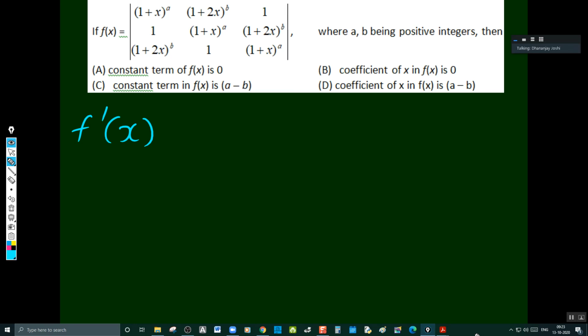A polynomial ends up with a constant, and if you find the derivative, that constant becomes 0, and before the constant you'll have the x term. If you find the derivative of the determinant, you get that x term's coefficient. For example, if you have 3x, what is the derivative of 3x? 3. If you have a1x, what is the derivative of a1x? A1. That's it. So you have to find out f dash of 0 here.